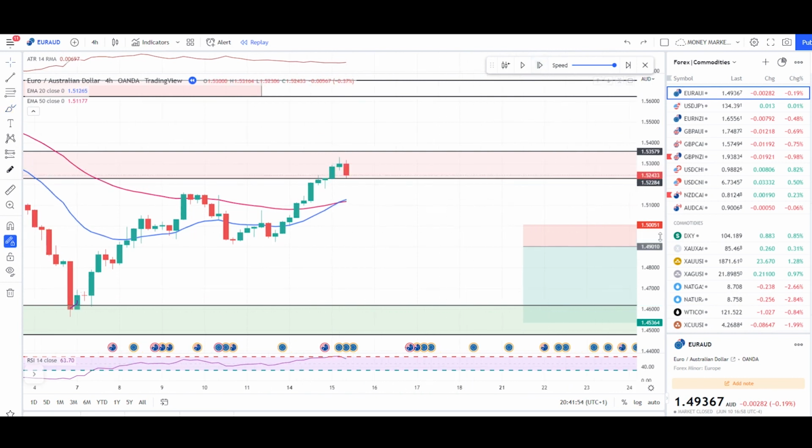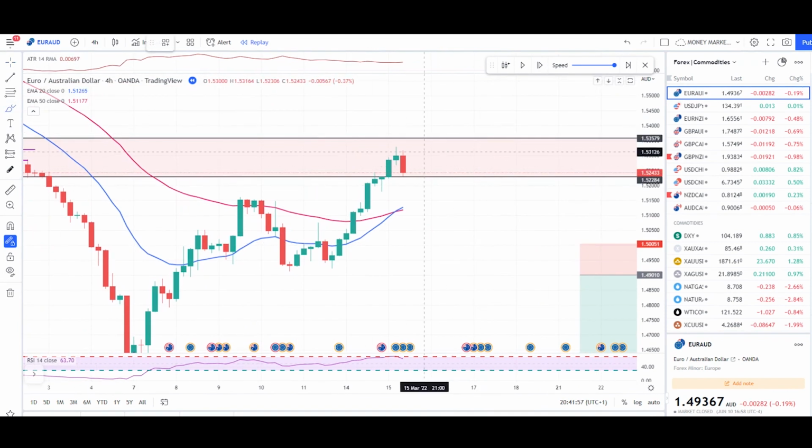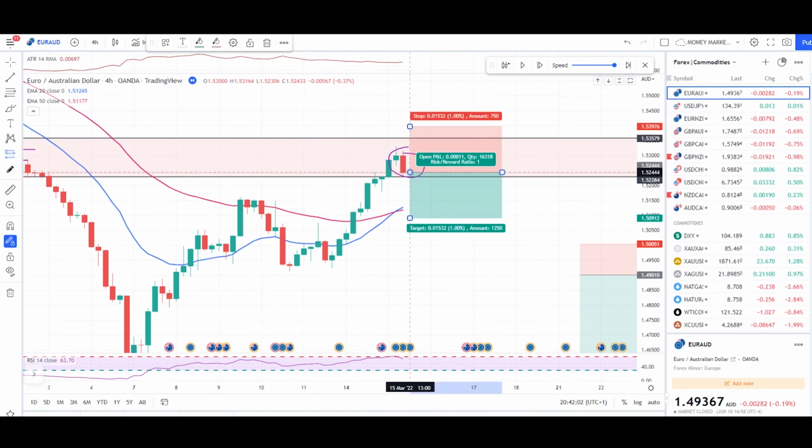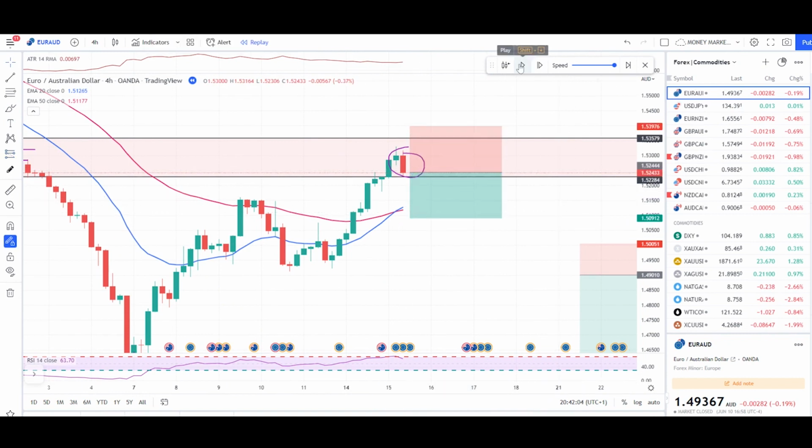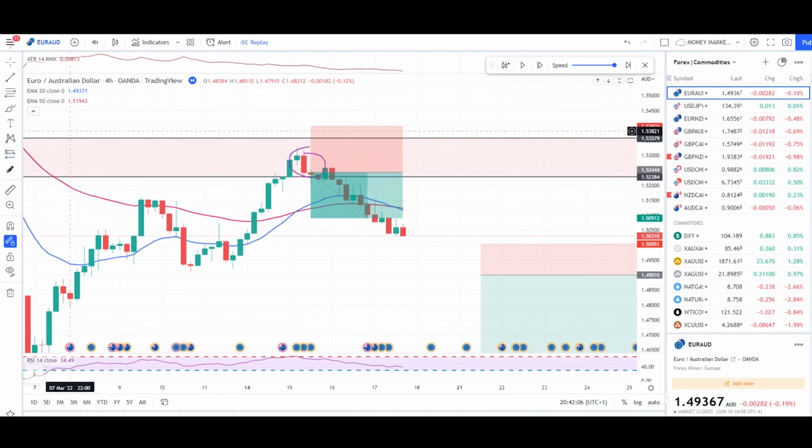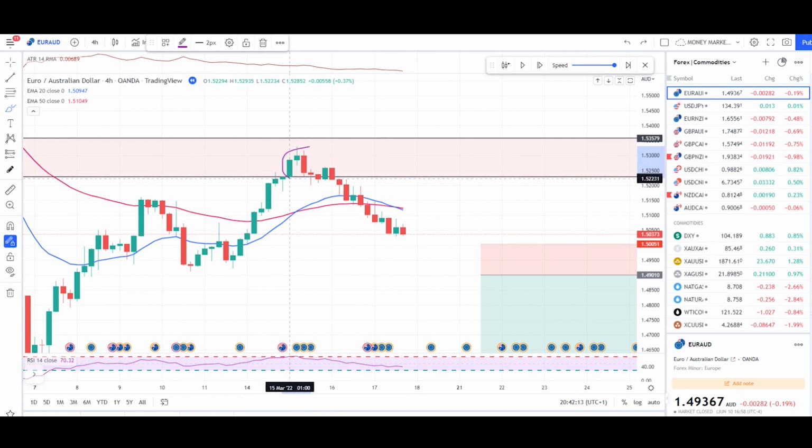Okay, now what do we have? We have a nice bearish engulfing candle. So in this case, yes, we enter here, we take our targets accordingly using the ATR, and you can see what happened: the market pushed down. So why do we enter here? Because we got a reason to enter.